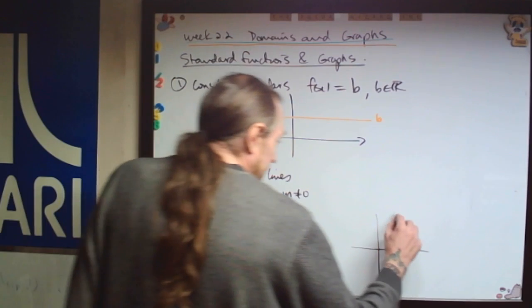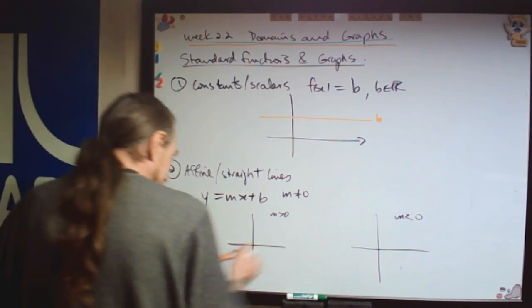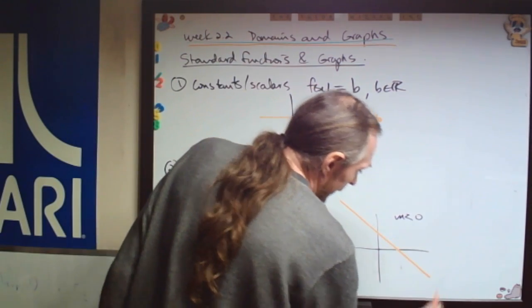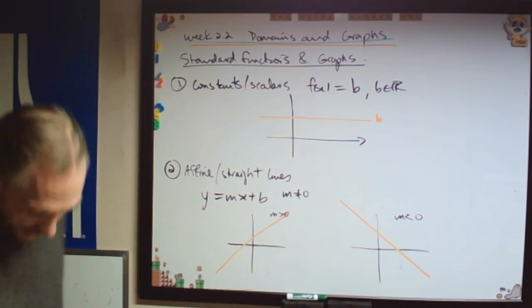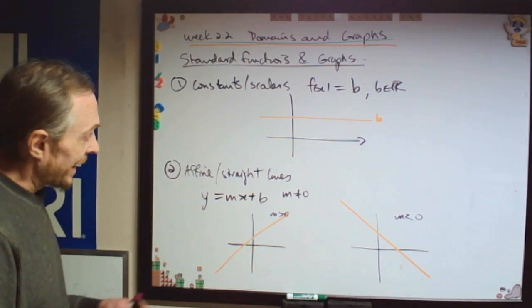If m is positive, then you go from bottom left to top right. You're an increasing straight line. If your slope is negative, then you get decreasing. This is generally what the graph is going to look like. These are the first main categories.